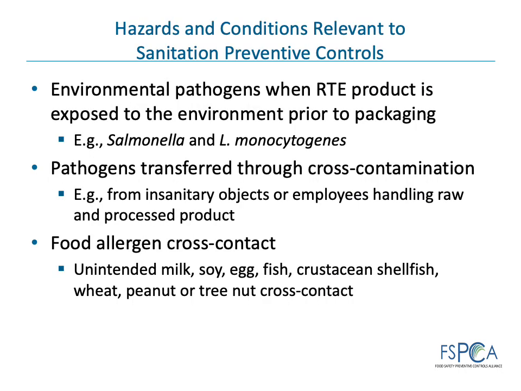Environmental pathogens such as Salmonella and Listeria monocytogenes are major food safety hazards for many ready-to-eat products that are exposed to the processing environment prior to packaging. Sanitary facilities are essential to significantly minimize or prevent these hazards from contaminating RTE food. Cross-contamination must be controlled to prevent pathogens from getting into the food.